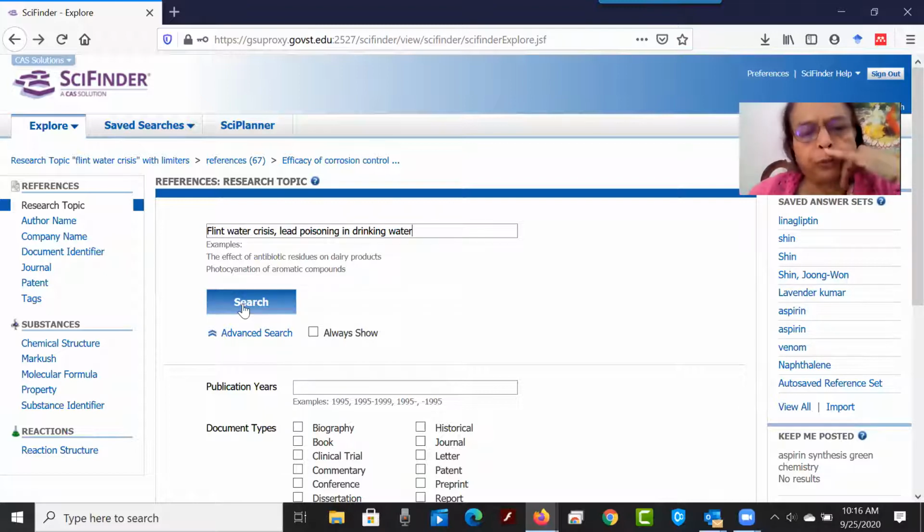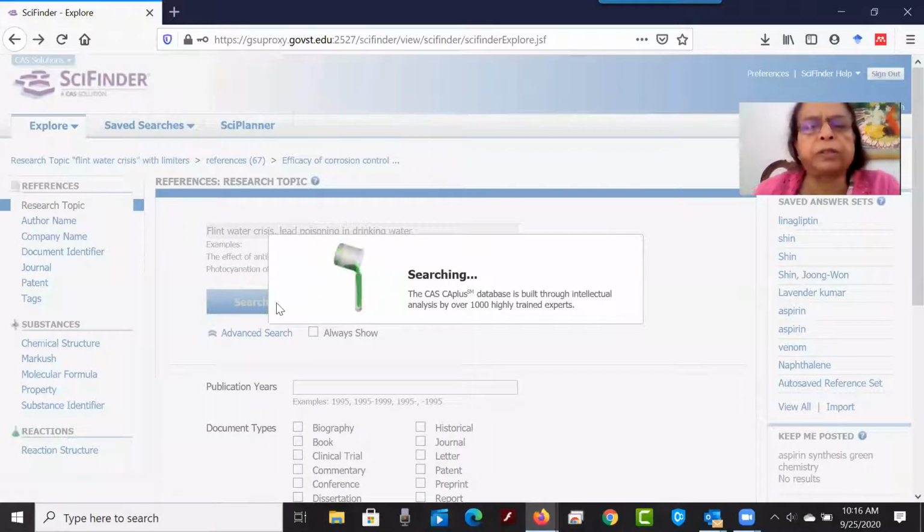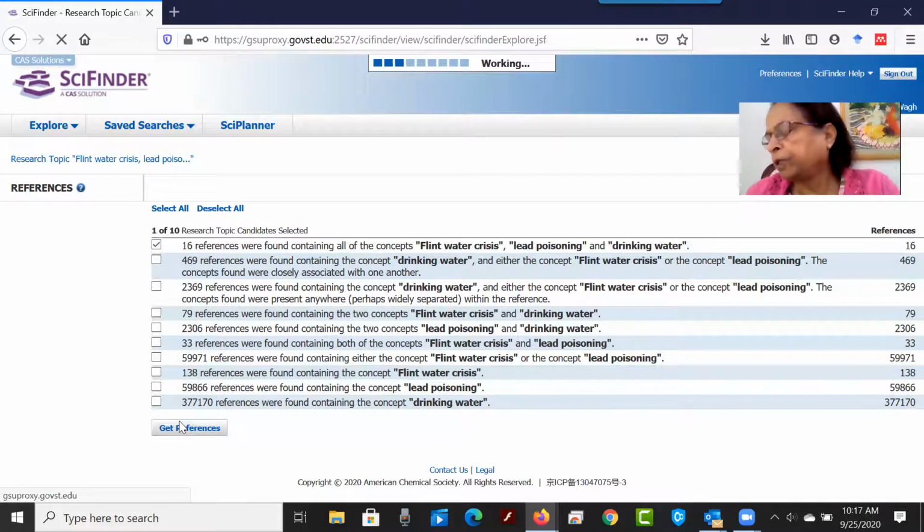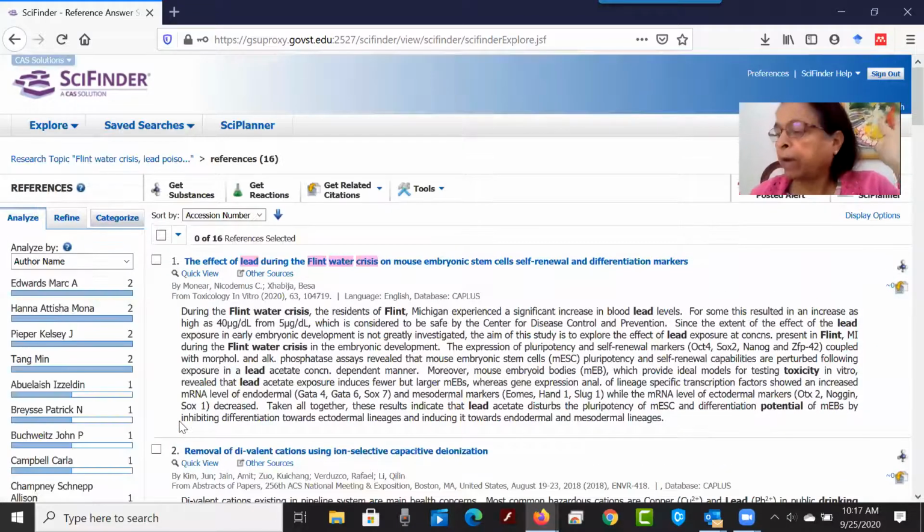And whatever you get, you can also limit it by publication years, but right now it's pretty recent. It's in the last 5 years, so we don't have to do that. So I'm just going to do searching. And this, I got exactly what I want, because this is 16 references, which are more precise than what I got before with just Flint water crisis, because our main purpose is to look at the lead poisoning that happened.